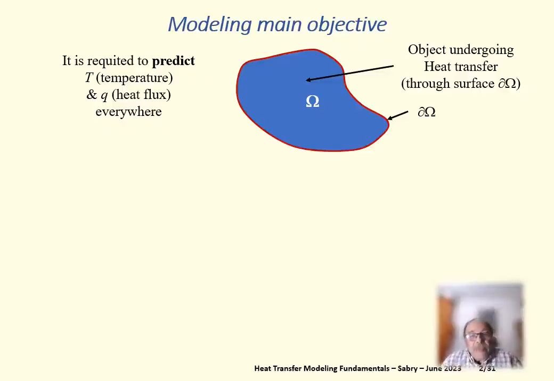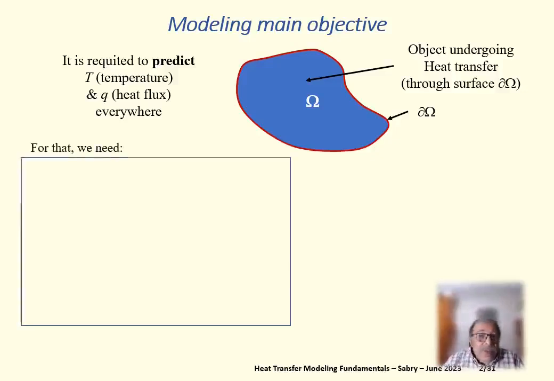What is the objective of modeling? The main objective: suppose I have an object omega that is exchanging heat with its surroundings through the surface d omega, or maybe with heat transfer developed inside the model, and I want to be able to predict temperatures and heat fluxes everywhere. Now, for that we need the following.